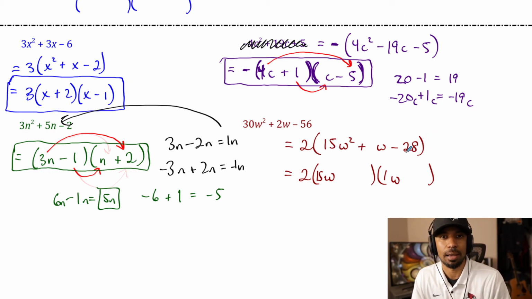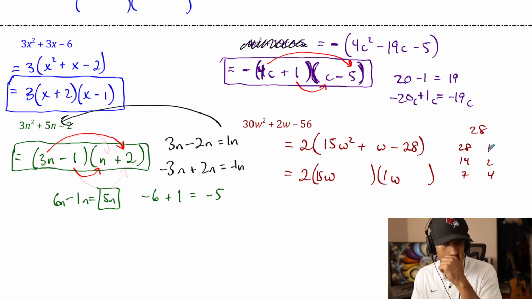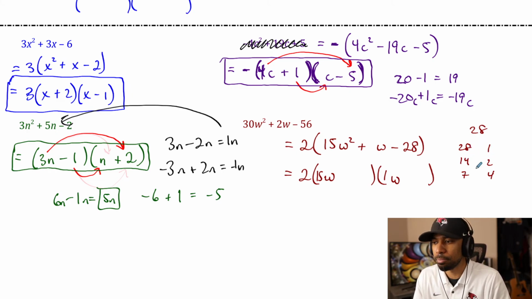And 28's no crapshoot either. What are factors of 28? You got 28 and 1. You have 14 and 2. You have 7 and 4. Am I missing any? I think that's it. So you've got to play with some of these here.